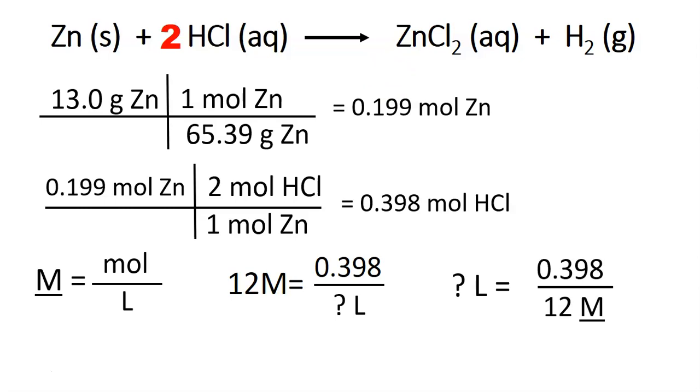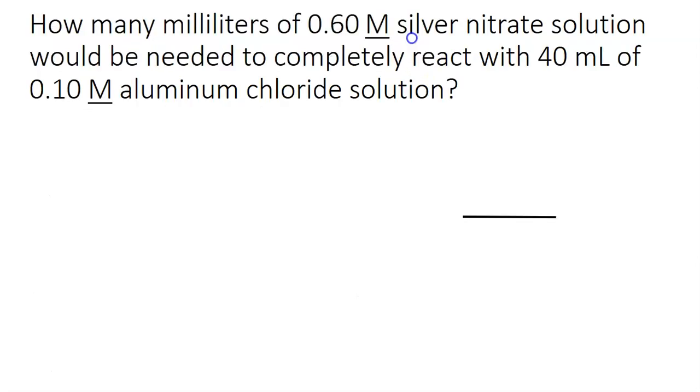The number of liters is 0.398 divided by 12 molar. And when we do our math, we get 0.0332 liters. That would be the final answer. This would be in liters. If we needed that to be in milliliters, I would need to multiply that by 1,000, and the answer would have been 33.2 milliliters. All right, let's do another problem.